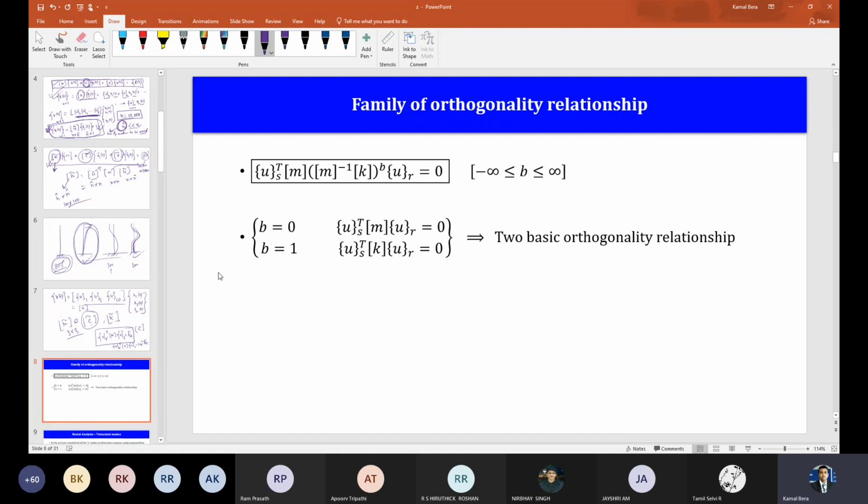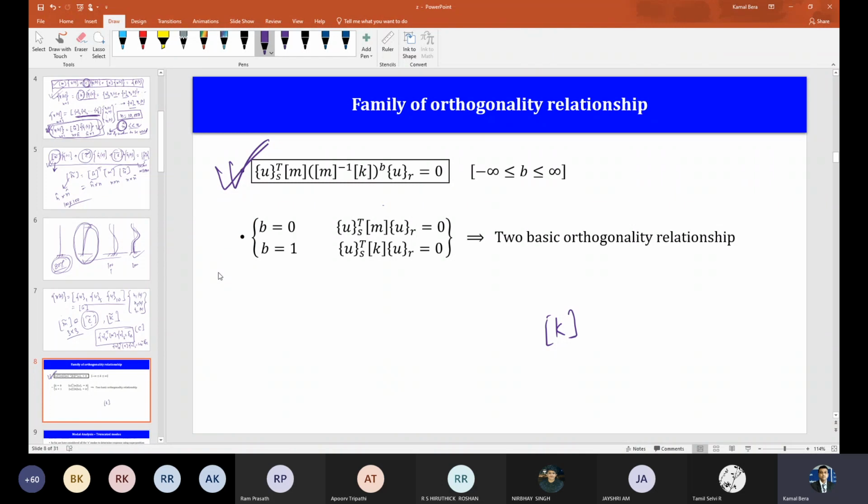Just for the sake of information, remember that this is the family of orthogonality relationships. Okay, so just see carefully: U transpose M [M inverse K]^b U is equal to 0. You can try to prove this starting from the eigenvalue problem.